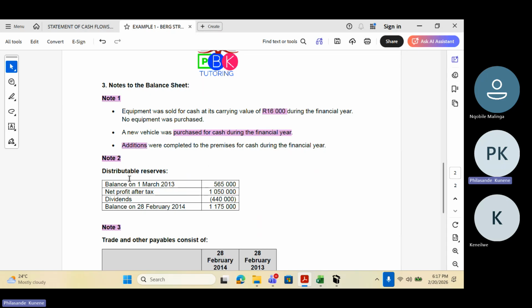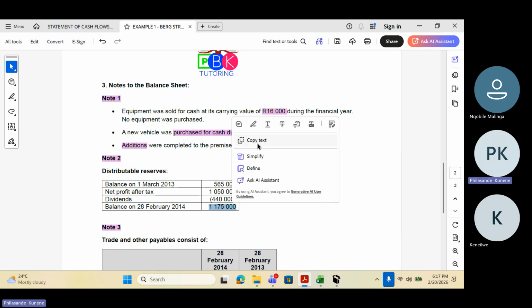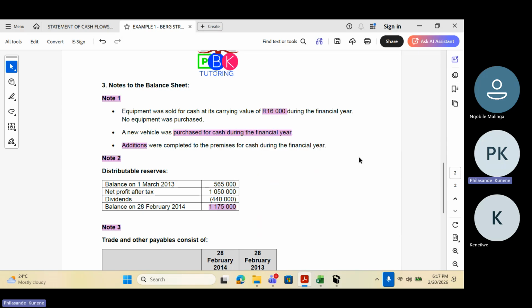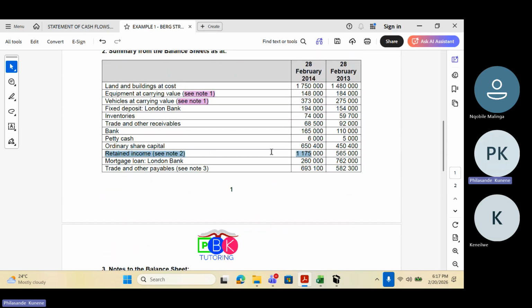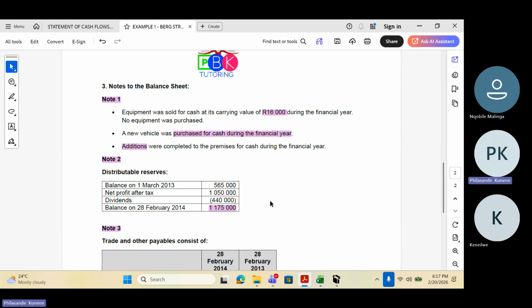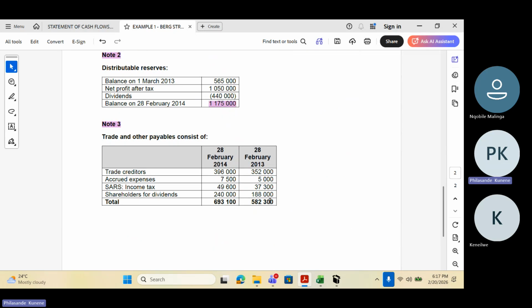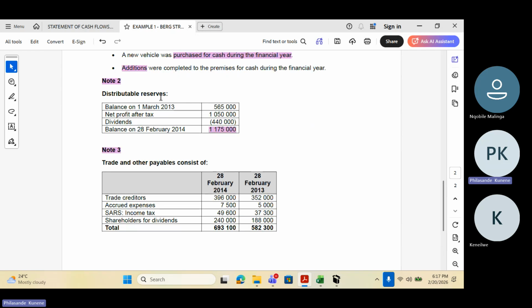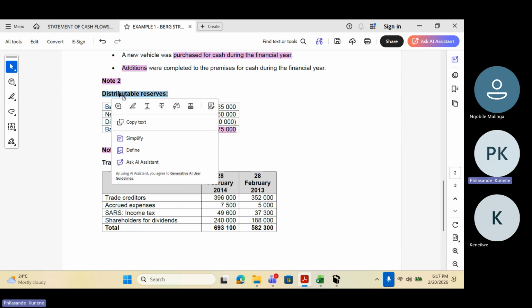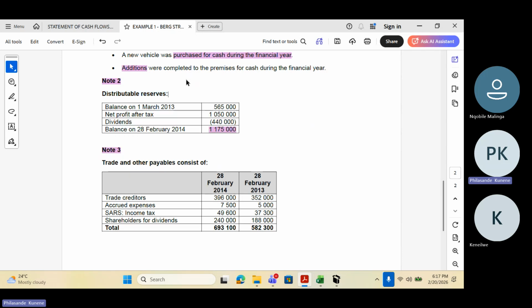Distributable reserves, we have balance on 1 March 565,000. This is note number 2. Net profit after tax, we have dividends of 40, and then we have balance on 28 February, which is 1,175,000. This is note number 2 they spoke about when they said we must look at this 1,175,000. It's for retained income. Actually, they call it distributable reserves. This is another word they can use, but this is actually retained income.